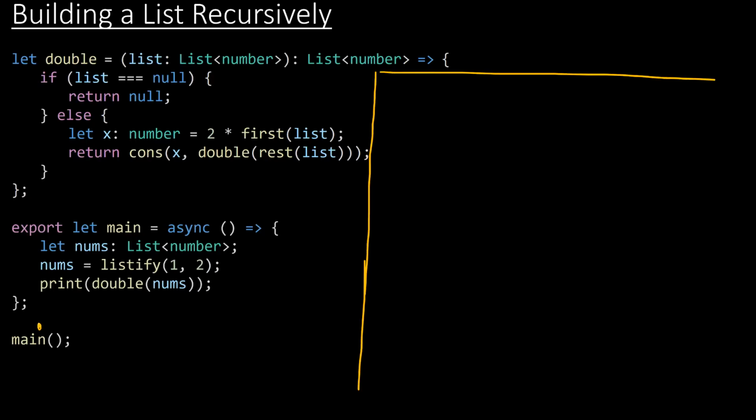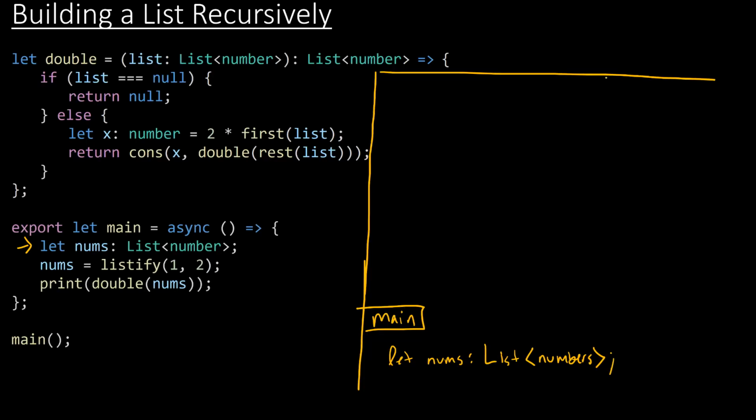So let me set up some space to visualize, as this program is being processed by the computer, what is it the computer sees? Well, our program begins with this call to main. The main function is going to get started by declaring a variable named nums. So let nums be a list of numbers. And that's all we're doing here.